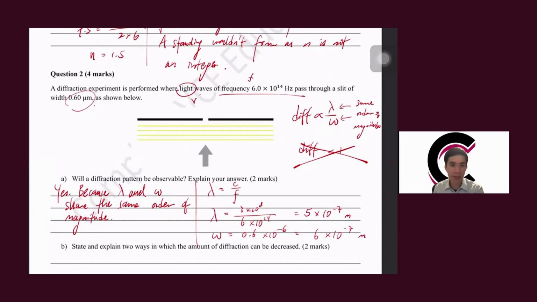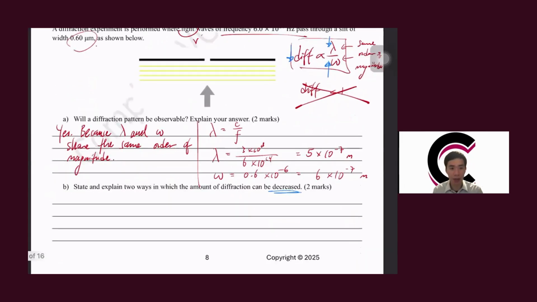Part B: state and explain two ways in which the amount of diffraction can be decreased. Look, guys, this is why we write this equation down. Every equation is a proportionality concept. There are two variables, so two ideas, two ways. You fix or tamper with the two variables. If you want to decrease the fraction, you can either reduce the wavelength or increase the width of the slit. So two things you can say.